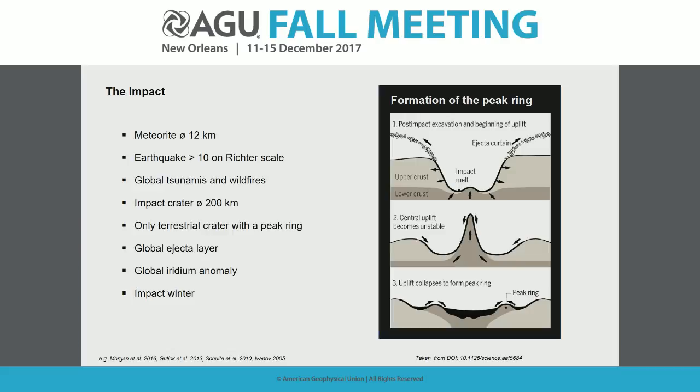And then we had the impact, which led to the discovery of the peak ring by this team, Joanne Morgan and Sean Gulick, and the 364 expeditionists. This led to an earthquake, greater than 10 on the Richter scale, tsunamis, wildfires, an iridium anomaly and an impact winter.